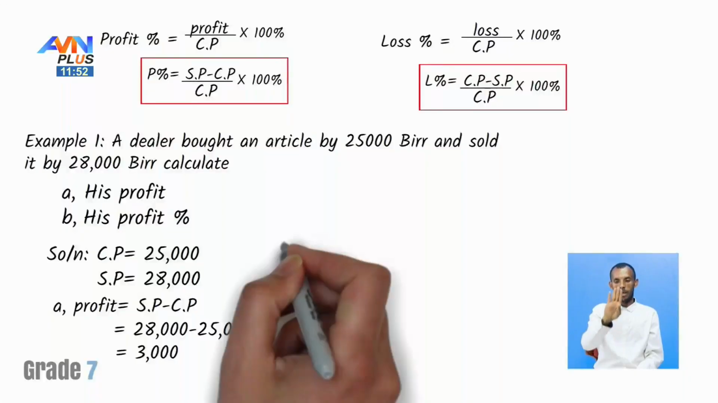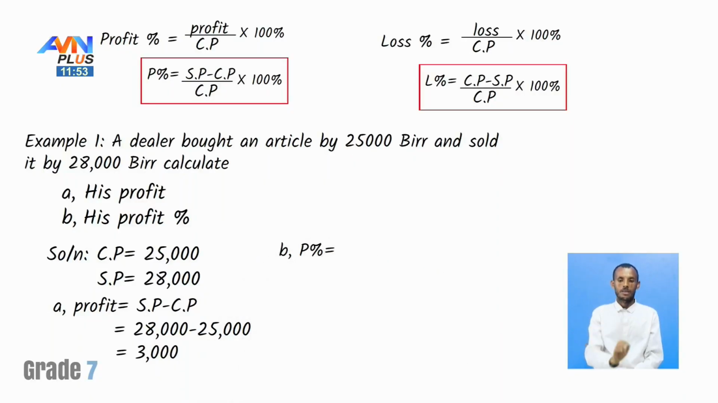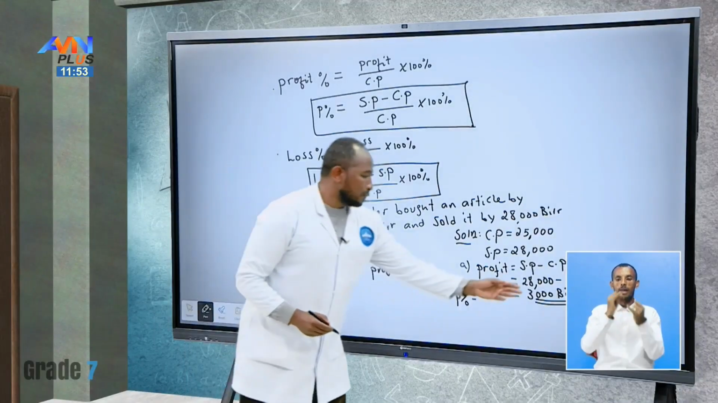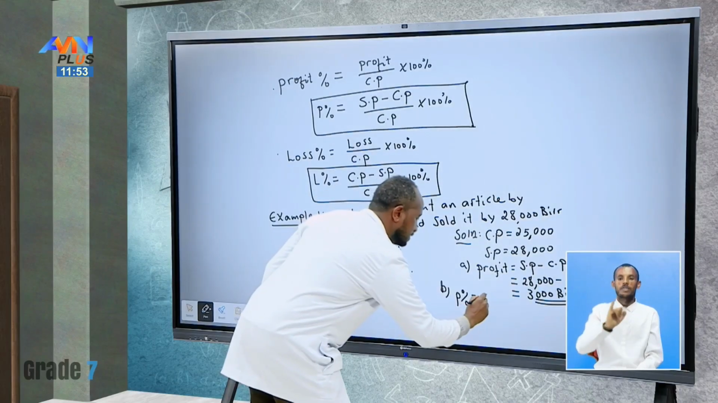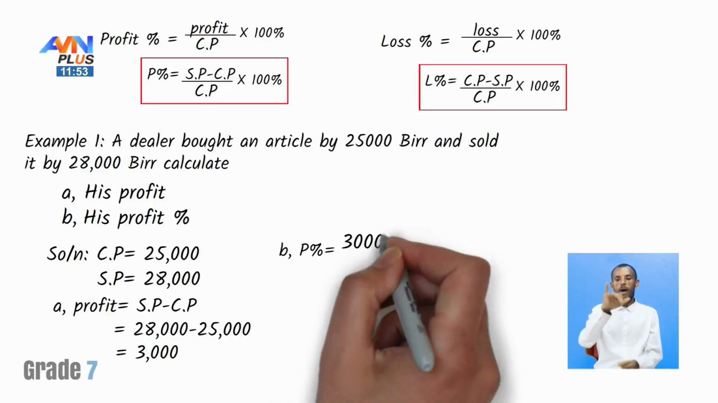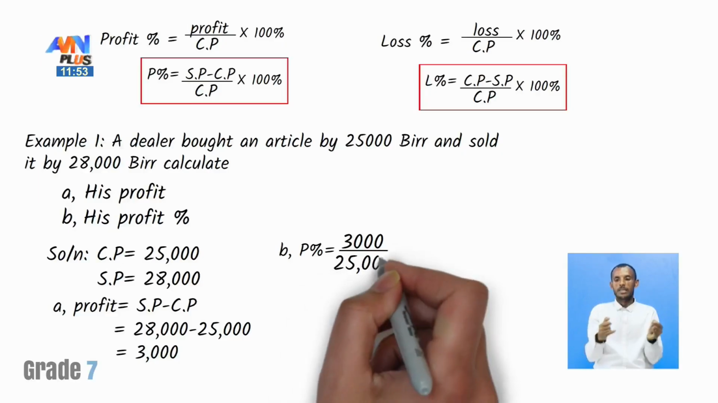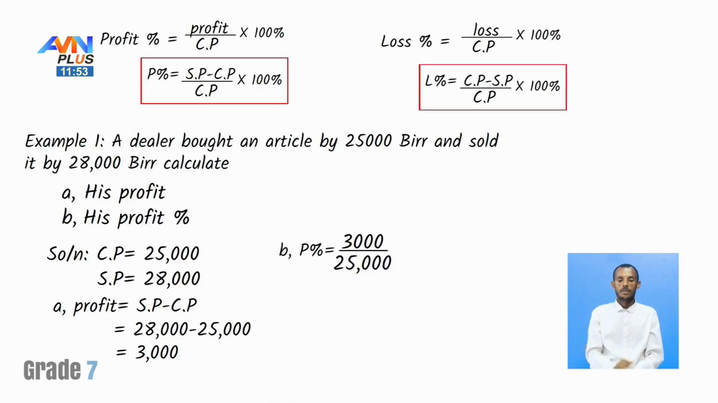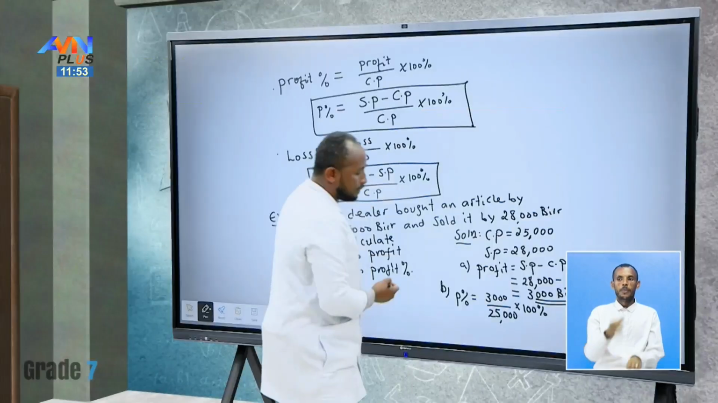Now, the second question is to convert his profit in terms of percent, or calculate his profit percent. Therefore, for B, to calculate the profit percent, you divide the profit by the original cost. Here, the profit is 3,000. You divide this 3,000 by the original cost, which is 25,000, and then you multiply this fraction by 100% to convert it into percent. So you will have this.